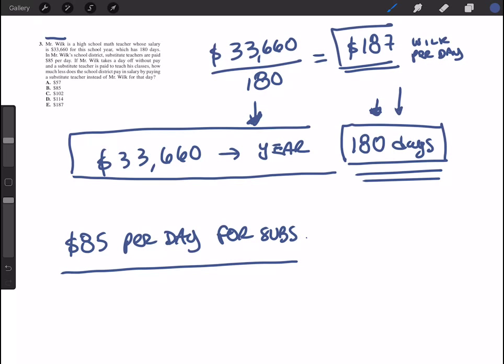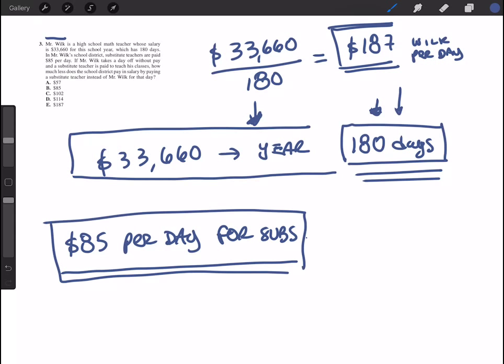Now you can see that Mr. Wilk, as a full-time math teacher, earns more than a substitute teacher, which again is typically the way things work, because subs sometimes do not have to meet all the requirements that a full-time math teacher needs to meet, and because the math teacher has a permanent position, etc. So these are annual contracts, yearly contracts. So for numerous reasons, this is what typically happens.